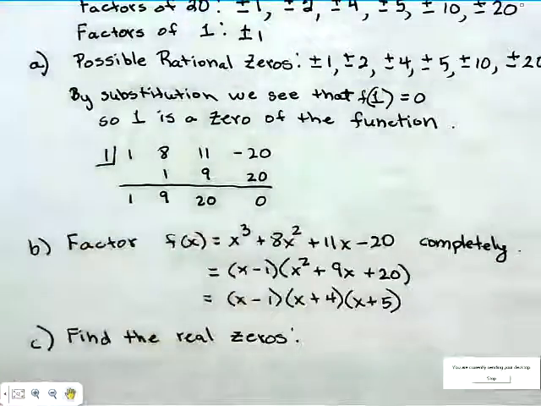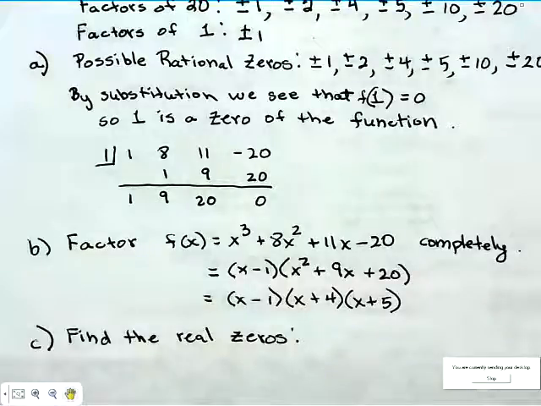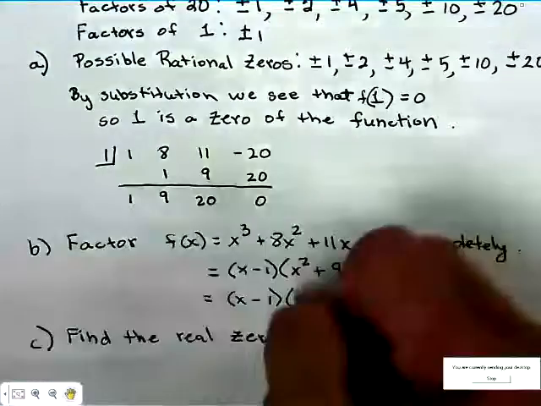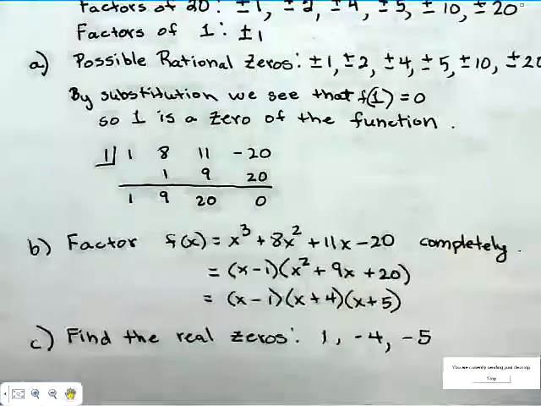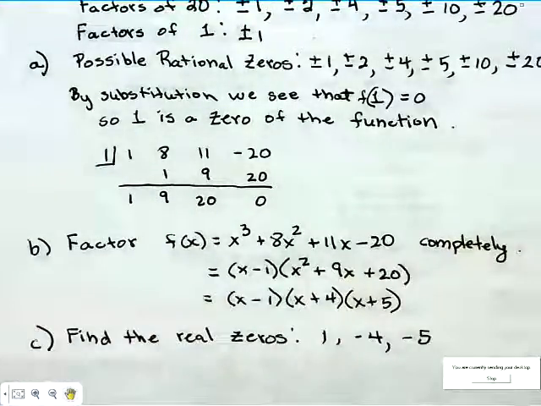And that's what you get. Once you have the function factored, just set each factor equal to 0. What would you get for the real zeros of this function? Yeah. 1, -4, and -5 is what you would get if you set each factor equal to 0.